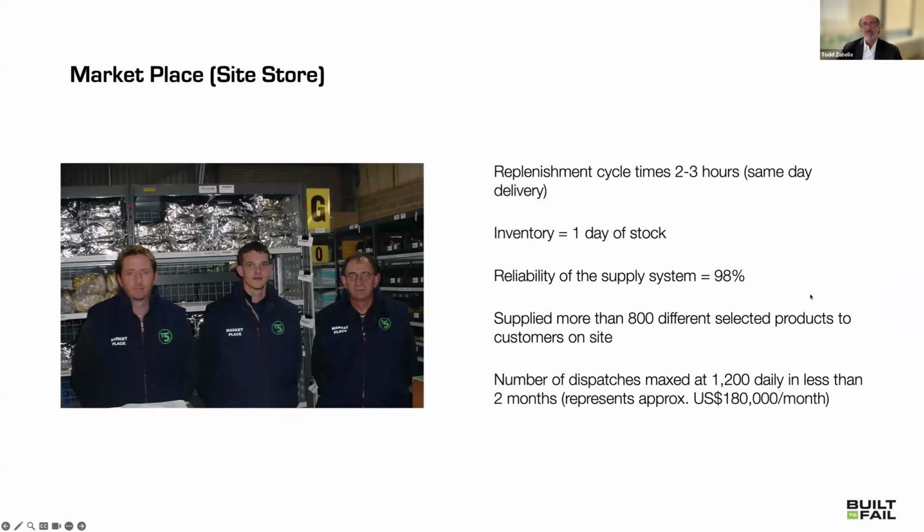And I'll leave you with this. Just that was able to take the cycle time to 2 or 3 hours a day for same day delivery, 1 day of stock, 98% of reliability if you went in to get something, supplying more than 800 different selective products with up to 1,200 orders a day. So this little site store was doing $180,000 a month of just supplying stuff to the project. Okay. Wow. So I'll hand it back with that, if I may.